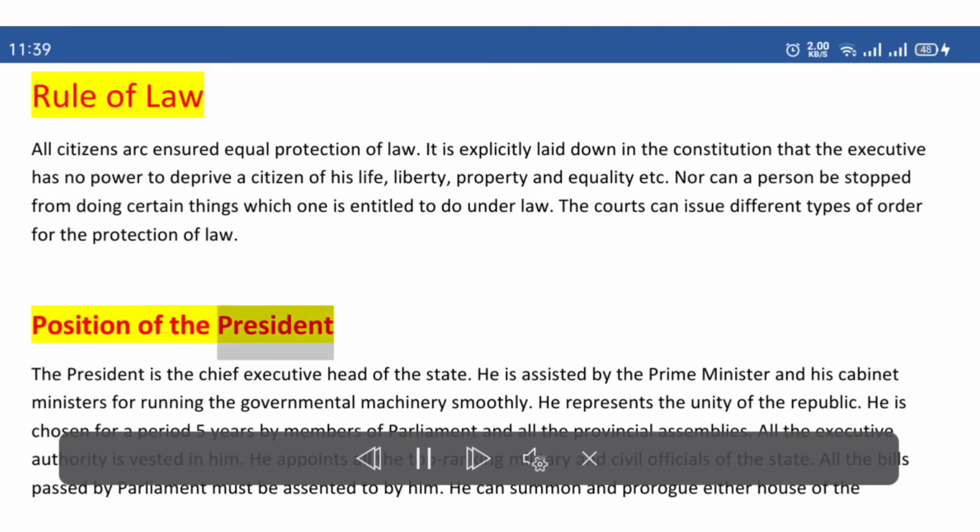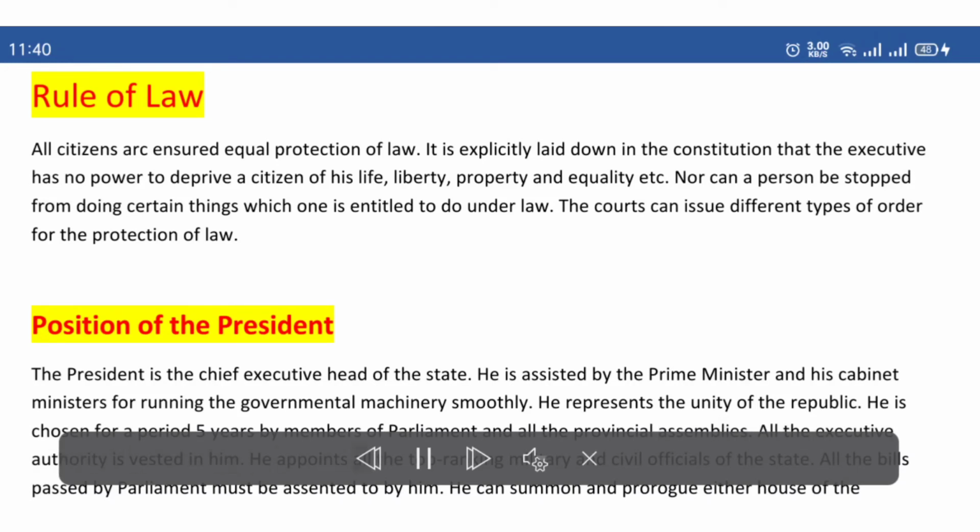Position of the President. The President is the chief executive head of the state. He is assisted by the Prime Minister and his cabinet ministers for running the governmental machinery smoothly. He represents the unity of the Republic. He is chosen for a period of 5 years by members of Parliament and all the provincial assemblies. All the executive authority is vested in him.